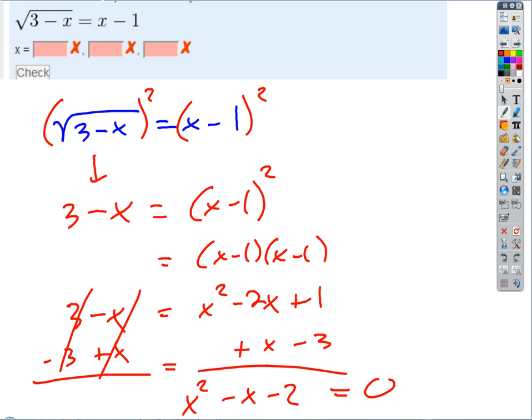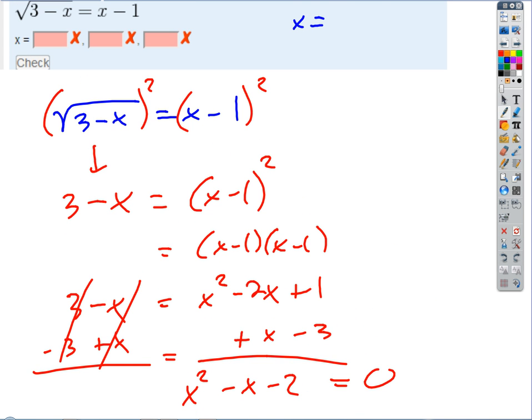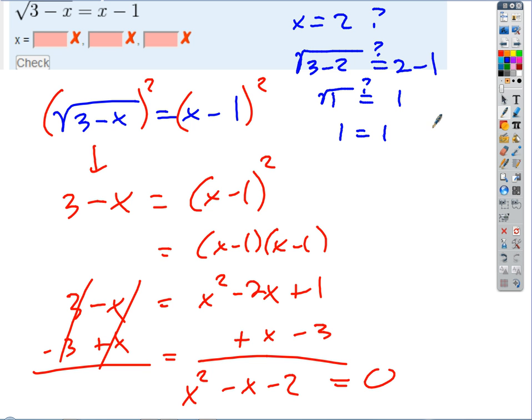Maybe. What do we have to do? Oh, plug them in. Got to check them. Okay, let's check them. What if we try x equals positive 2? If I put 2 in there, I'm going to get the square root of 3 minus 2 equals 2 minus 1. Is that true? I get the square root of 1 equals 1. So that works. Okay, let's try the other one.